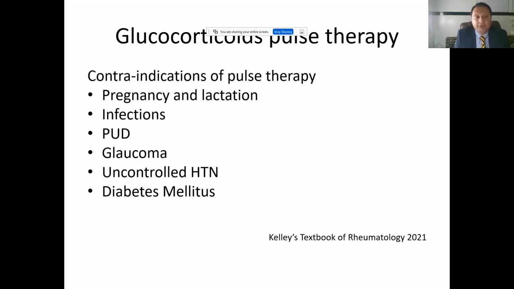But at the same time, when we come across patients who are pregnant, lactating mothers, and patients who have infections, peptic ulcer disease, glaucoma, uncontrolled hypertension, and diabetes mellitus, you must use these medications with absolute caution. And there are obviously relative contraindications in these circumstances. If the benefit outweighs the risks, then you certainly can decide to use these medications, but that's a clinical decision. However, you need to be aware of these conditions that you need to be careful about.